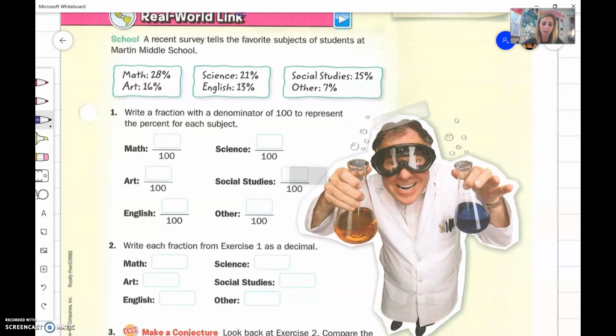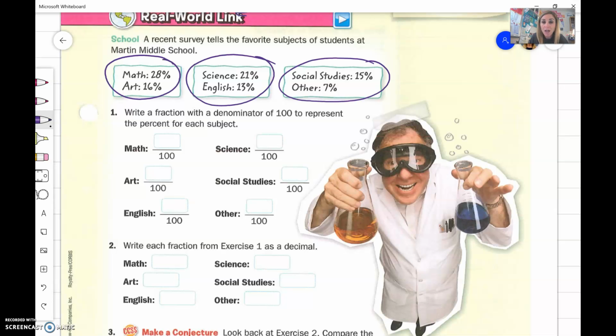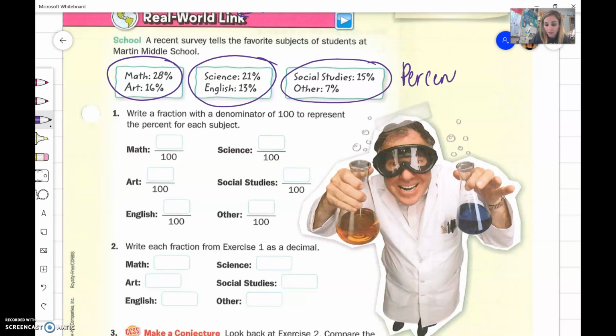Okay, this question right here. It says a survey tells the favorite subjects of students at Martin Middle School. Those are the percentages. You can see them right here. Okay, they're all labeled. And basically, we know that percent means out of 100. I know that we've talked about it before. So percent means out of 100. So if we were going to write this as a fraction for the math it was 28%, it'd be 28 over 100 because percent means out of 100.